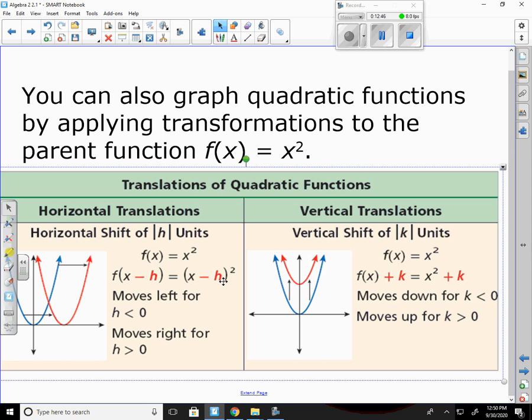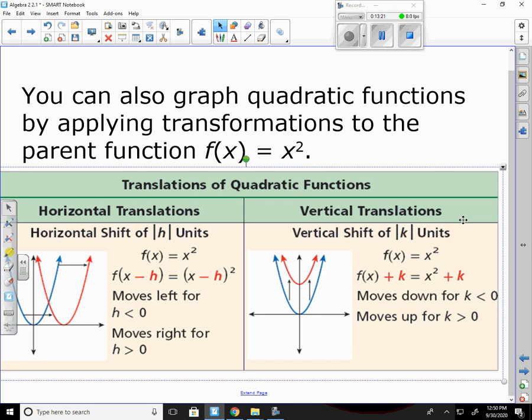In other words, if I'm adding a number inside of there, it's going to be moving left, because h would be less than 0, so it would have to be negative. Minus a negative makes a positive. So if this number on the back side is plus 3 or plus 4, it moves it left. If it's minus something, it moves it to the right.